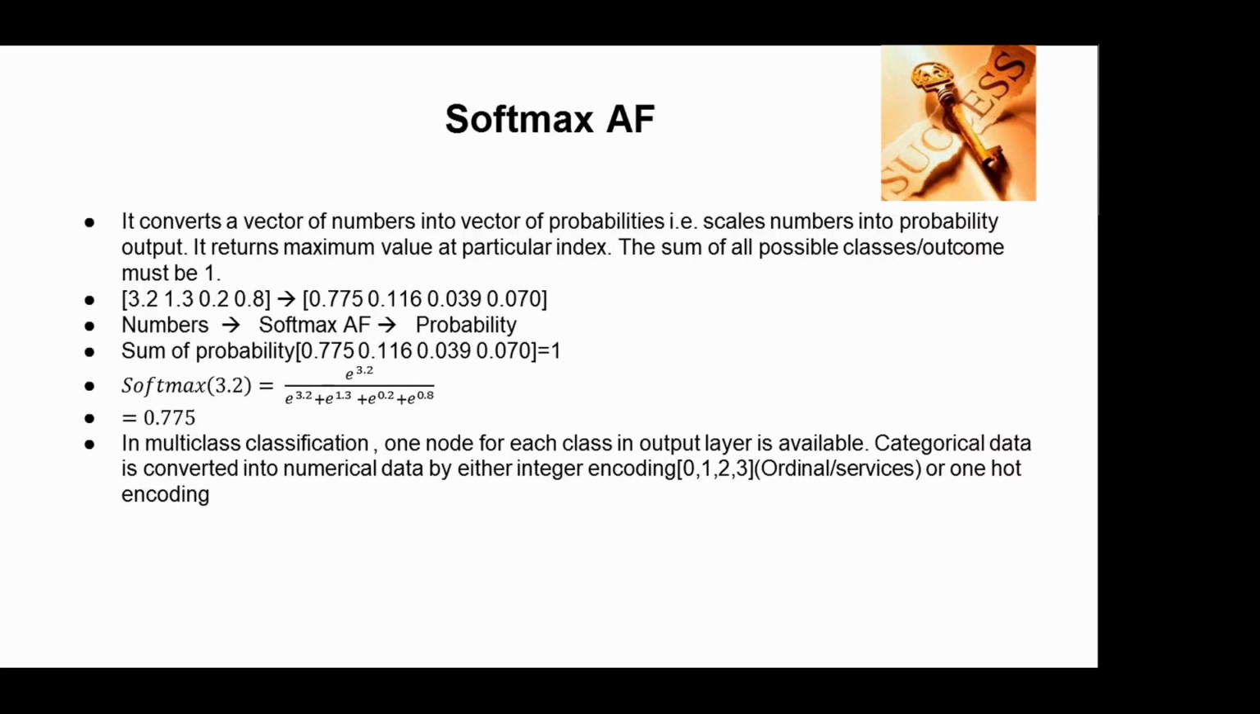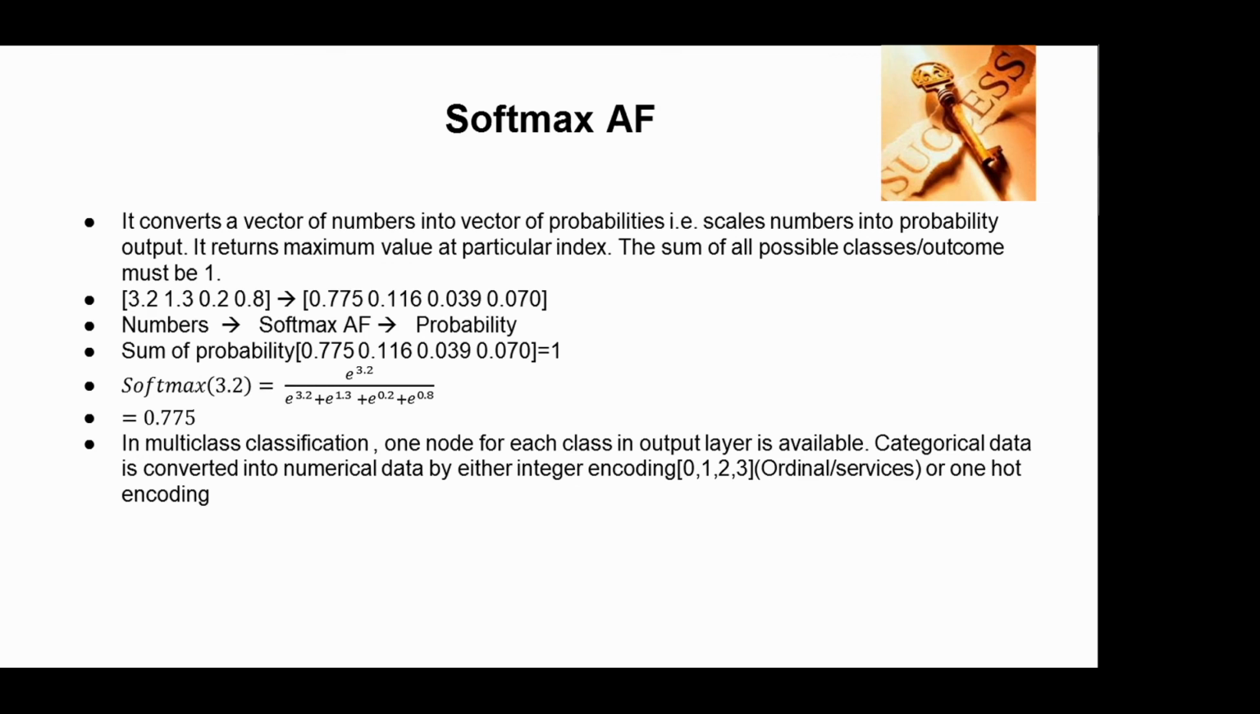I think you have understood that there are 4 classes. You can see the maximum value is 0.775, so automatically it belongs to class 1. There are 4 probabilities: 0.775, 0.116, 0.039, 0.070. Which is the largest? 0.775. It means that your object belongs to class 1. This is not object 2, not object 3, not object 4. This is the recognition of object 1.